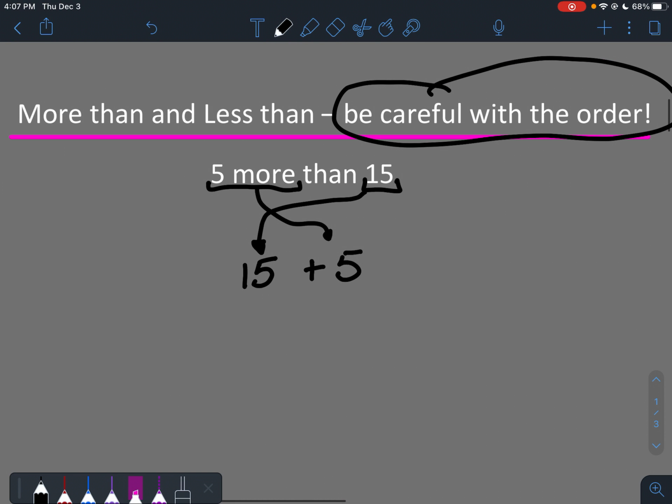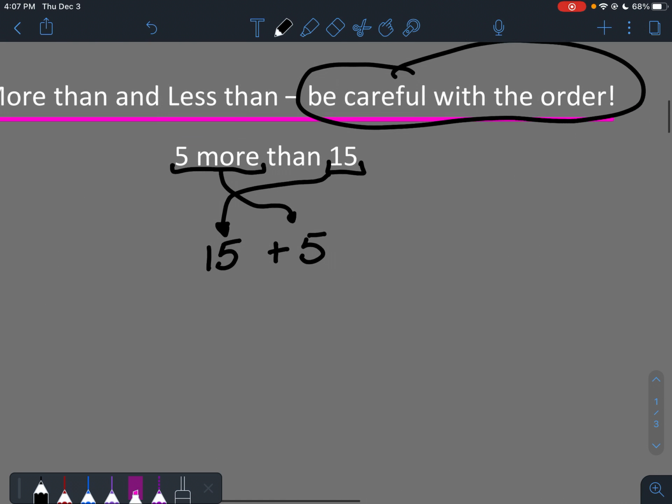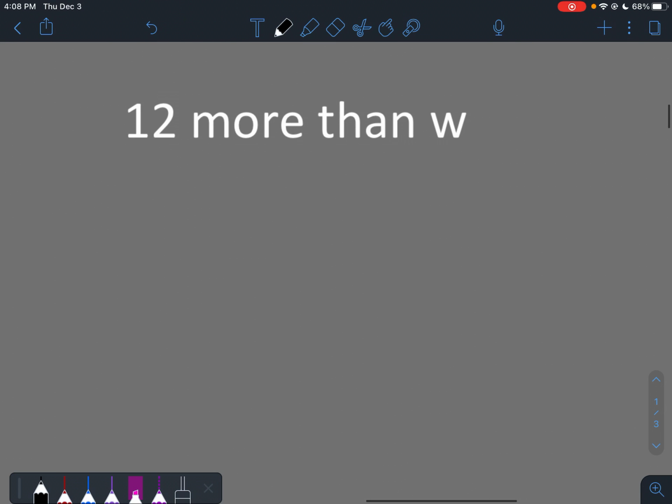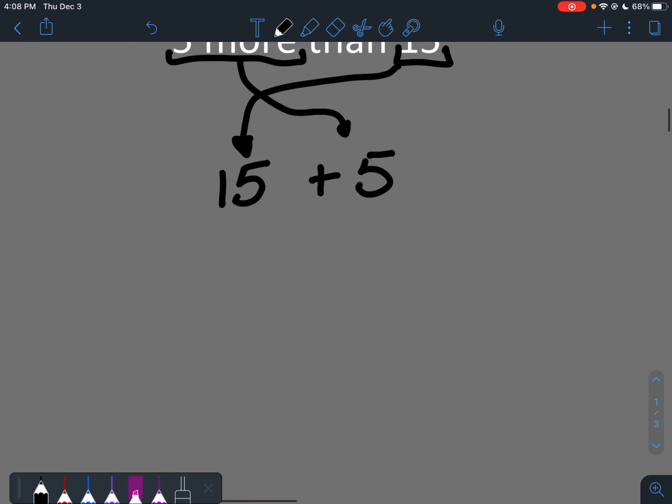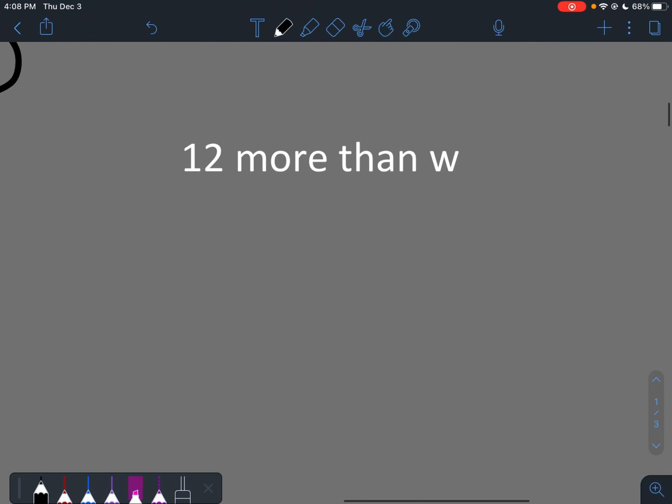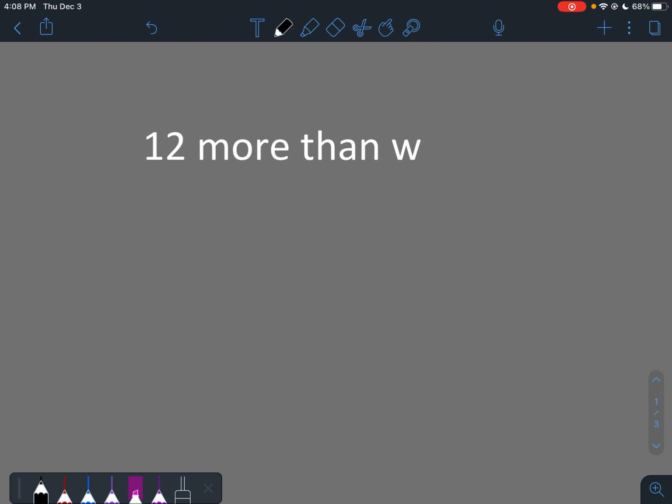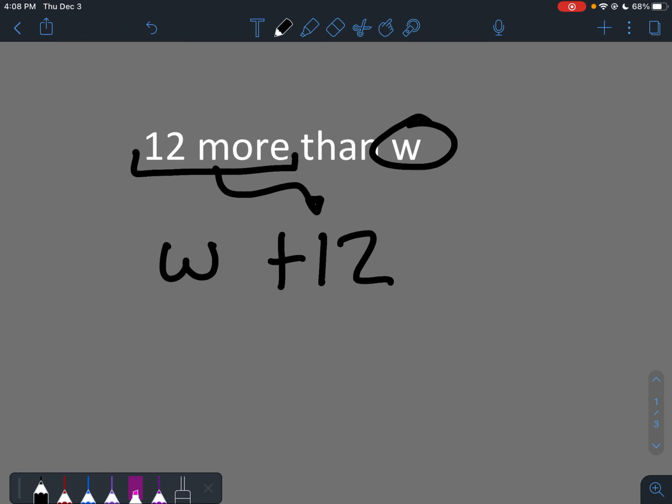Okay? Now, with addition, it's not going to make a ton of difference, the order that you do it. So 5 plus 15 is the same as 15 plus 5. So that's not going to be a big deal. But once we start working into subtraction, it is going to be increasingly important. So now 12 more than W. I'm taking that 12 more and I'm going to add it to something. So if we start thinking that these are going to end up being a little bit backwards, it's going to be 12 more. We're adding 12 to something, and that something in this situation is W.